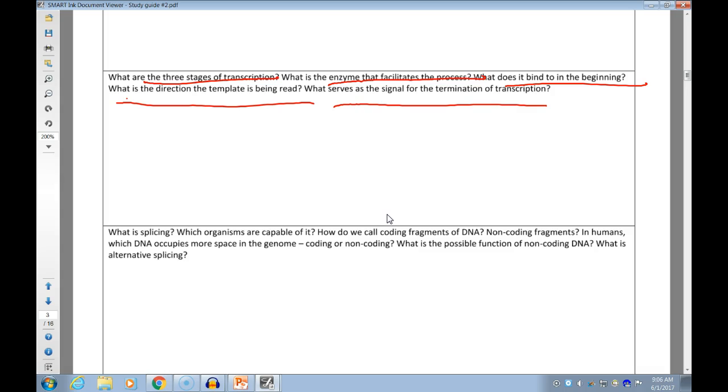Splicing. What are we cutting out? Introns. What do we leave? Exons. Which organisms do splicing? Eukaryotes. Viruses can do it too. Which DNA occupies more space in the genome? Non-coding. The possible function? Regulatory. Alternative splicing is when you combine different exons together. Cool?